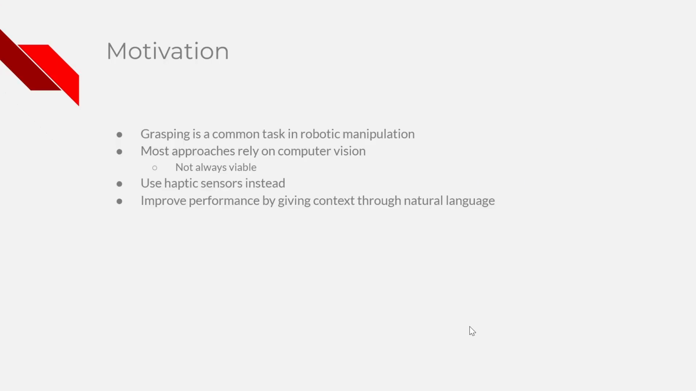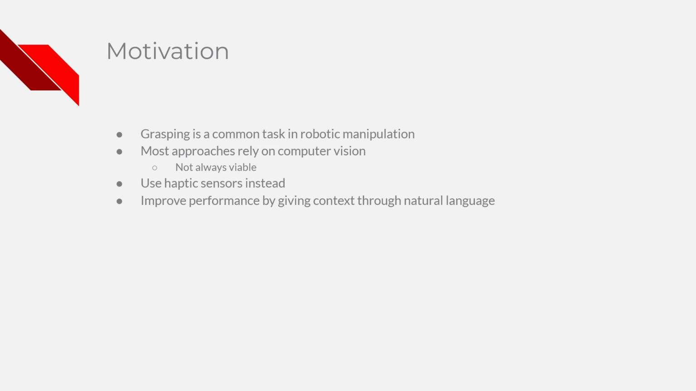Motivation. Grasping is a commonly needed task within the space of robotic manipulation. Most current approaches rely on computer vision, either partially or completely. While this approach generally yields good results, visual data is not always readily available. Occlusion or bad lighting conditions, for example, can heavily restrict visibility and challenge these methods.